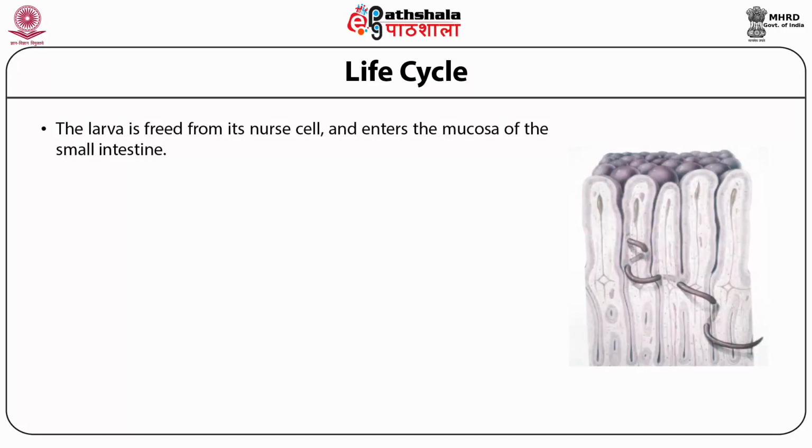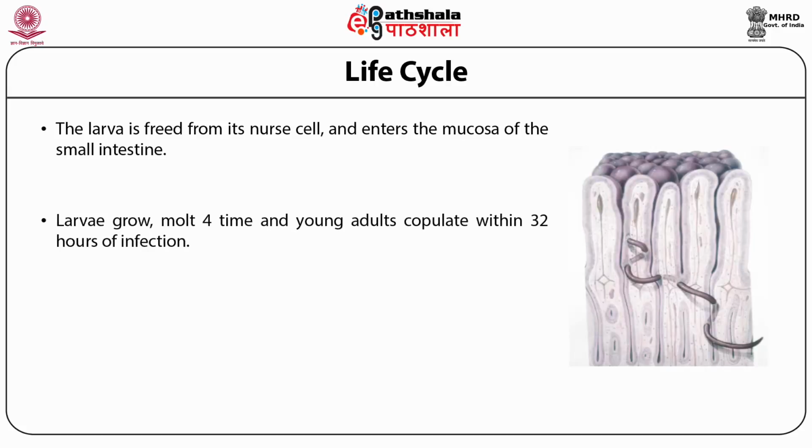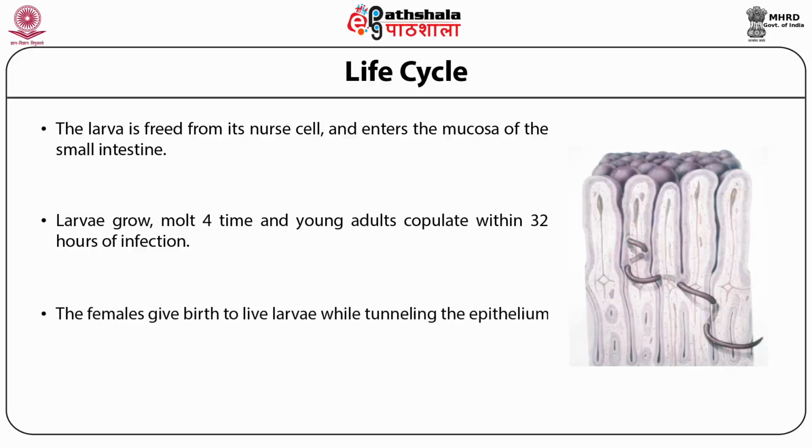The larva is freed from its nurse cell and enters the mucosa of the small intestine. Larvae grow, molt 4 times, and young adults copulate within 32 hours of infection. The females give birth to live larvae while tunneling the epithelium. Females die after 4 to 16 weeks.